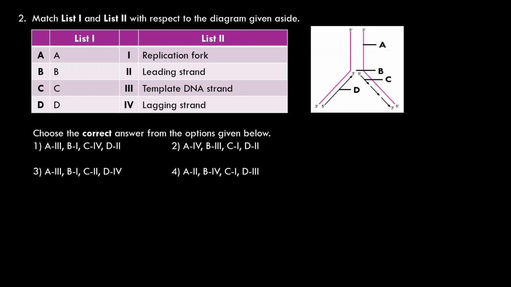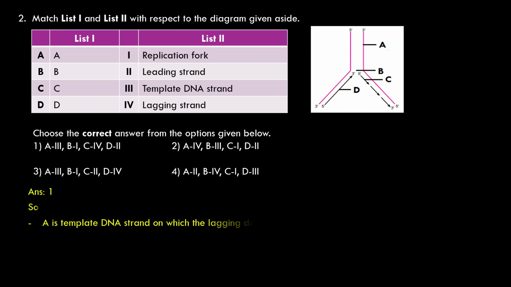C. What is C? C is the lagging strand, 4. C4. D is the leading strand or leading daughter DNA strand, 2. So A3, B1, C4 and D2. First option must be the correct one. Let us see the answer.